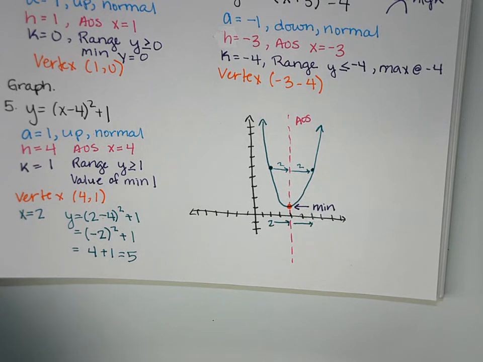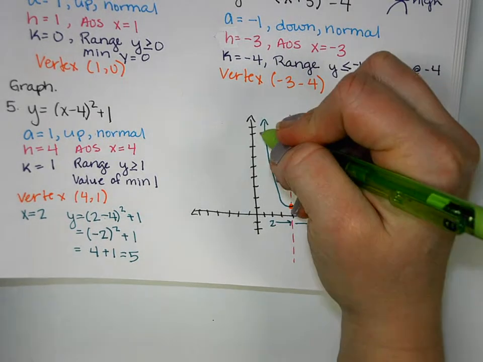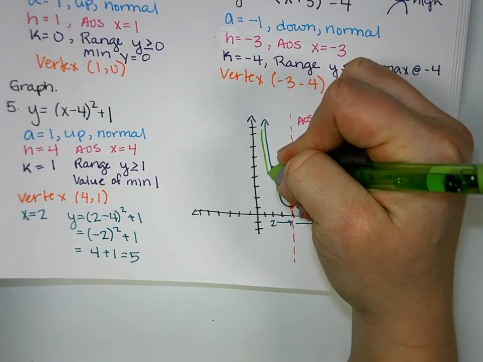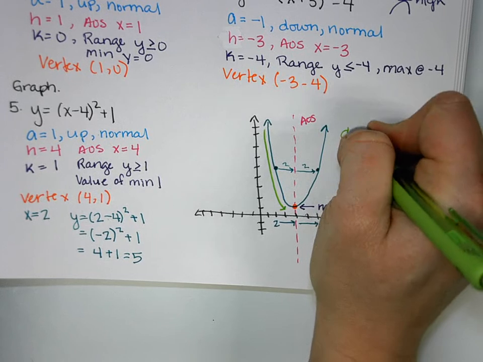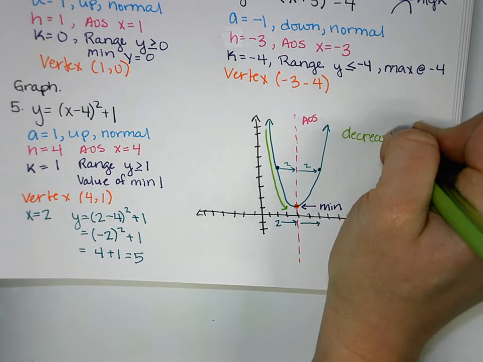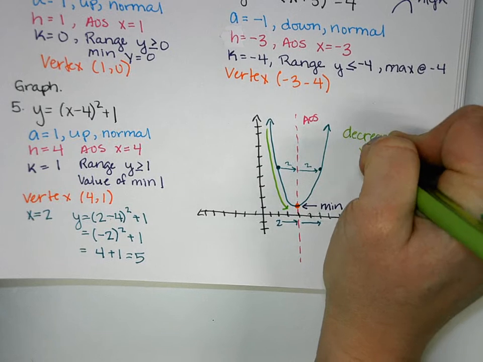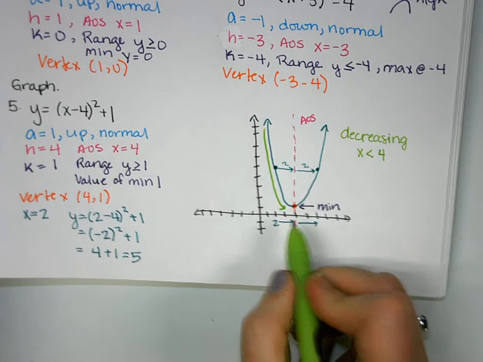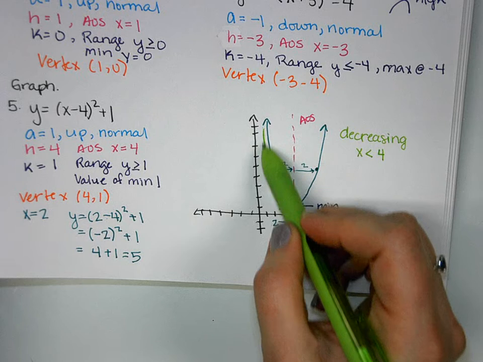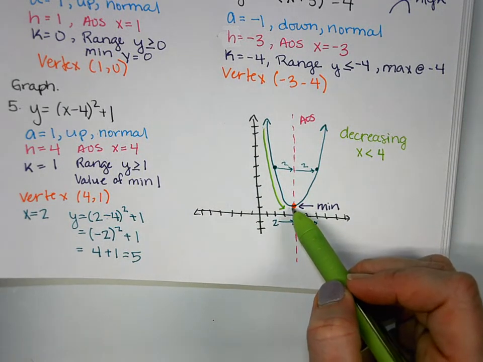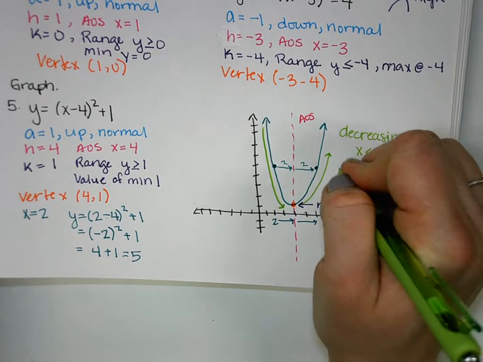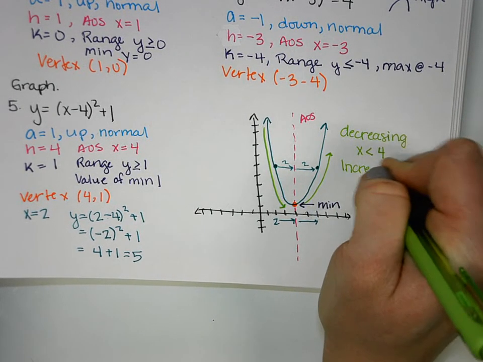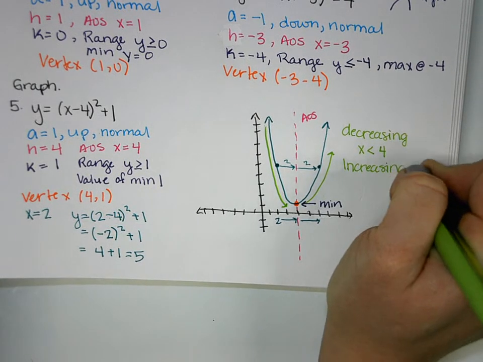So that's exactly how we read a graph, from left to right. So on this graph, if we read it from left to right, am I going down or up right now? So that means we would say that it's decreasing when x is smaller than 4. Because all these numbers over here are smaller than 4. But what happens when we get to 4? What do we start doing? We start going up. So we increase, or we're increasing when it's greater than 4.